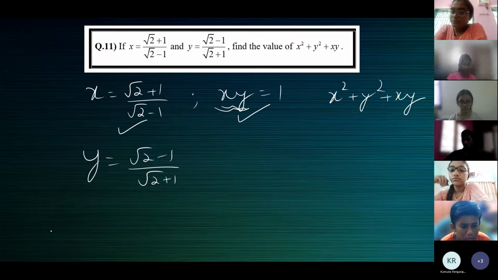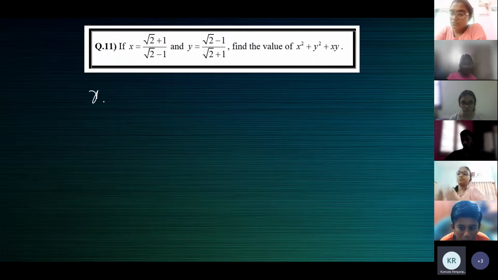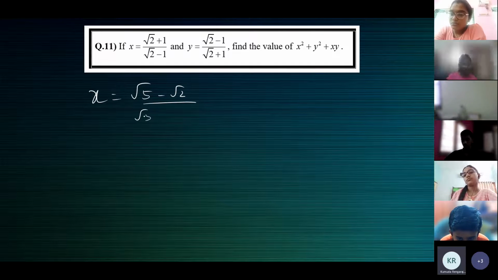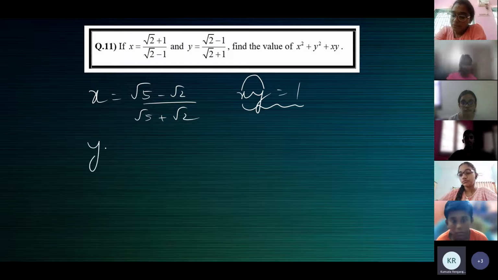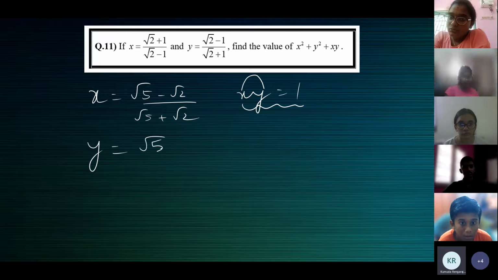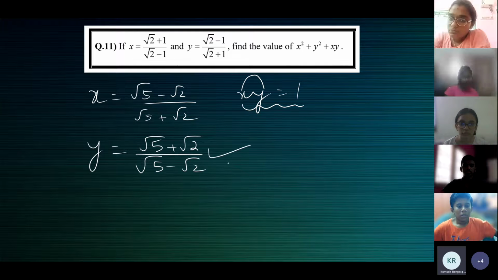Yes, so I'll just repeat that. Sometimes it will be given x is equal to root 5 minus root 2 by root 5 plus root 2, and xy is equal to 1. That means the product of x and y is 1. So clearly from this information, it is understood that y is the reciprocal of x. So you should take y as this expression. That is the meaning of xy is equal to 1.